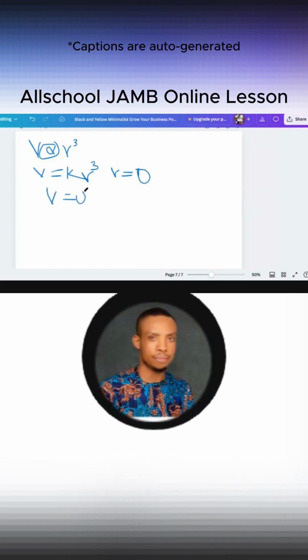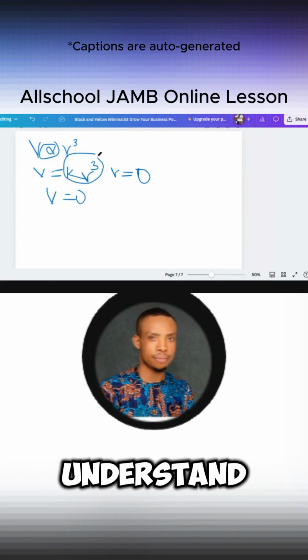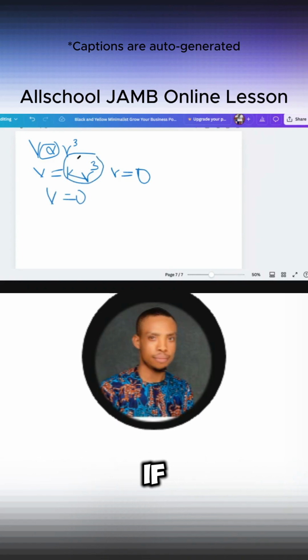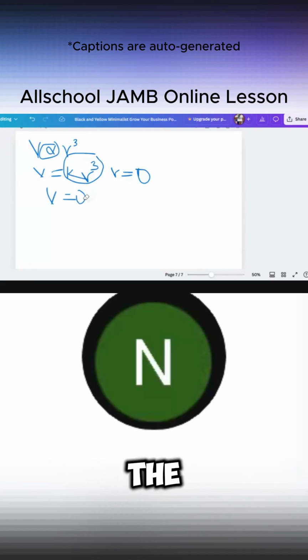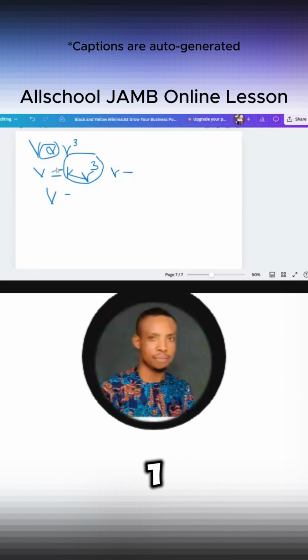I said if we take r here to be 0, I'm going to have V to be 0 because everything here will be 0, and there's no way V can be 0. The initial point is when r is equal to 1, not 0. Do you understand now? Yes, sir. So our r can never be 0. It will start from 1.